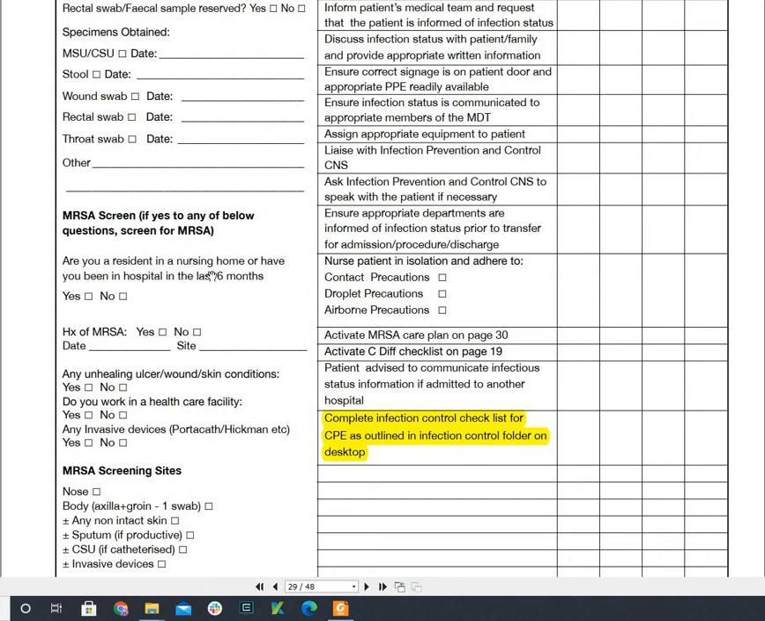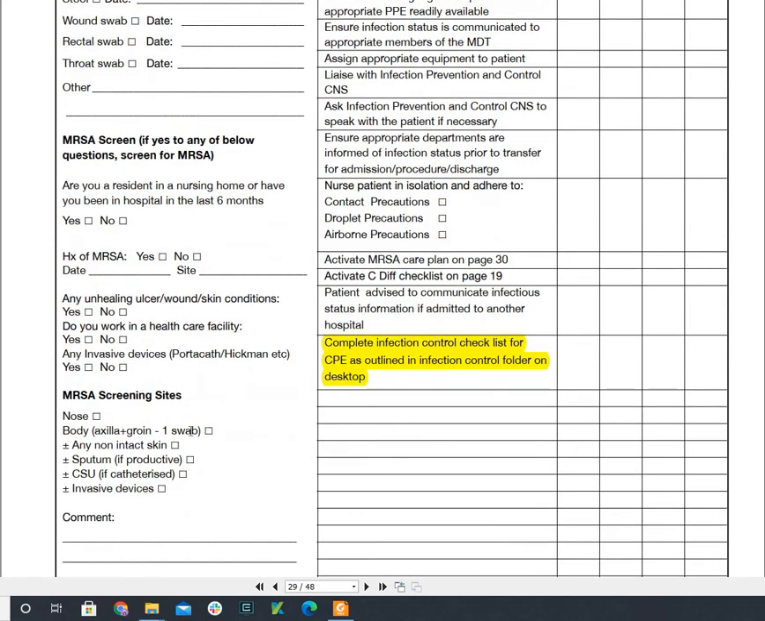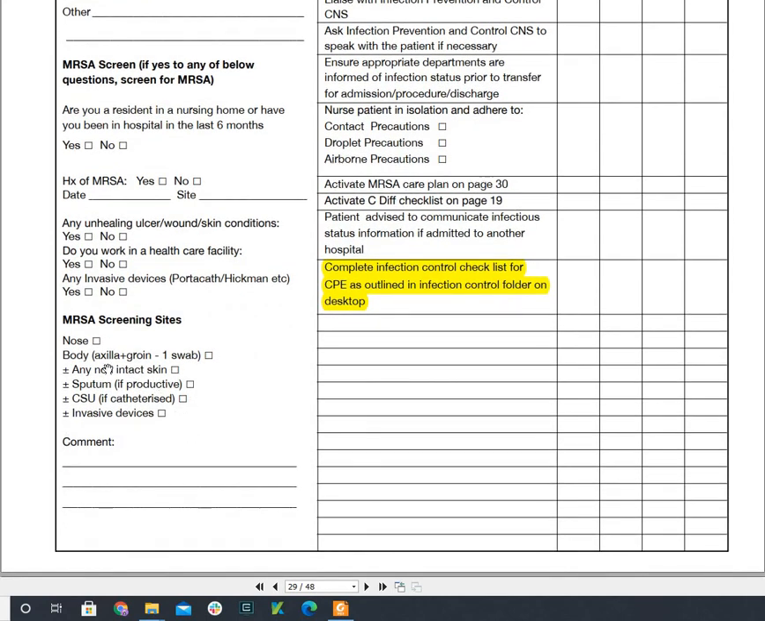Are you a resident in a nursing home or have you been in hospital in the last 6 months? Yes or no. Have you a history of MRSA? Yes or no. Date and site. Any unhealing ulcer, wound or skin conditions? Yes or no. Do you work in a healthcare facility? Yes or no. Any invasive devices such as a port-a-cath, Hickman, etc.? Yes or no.